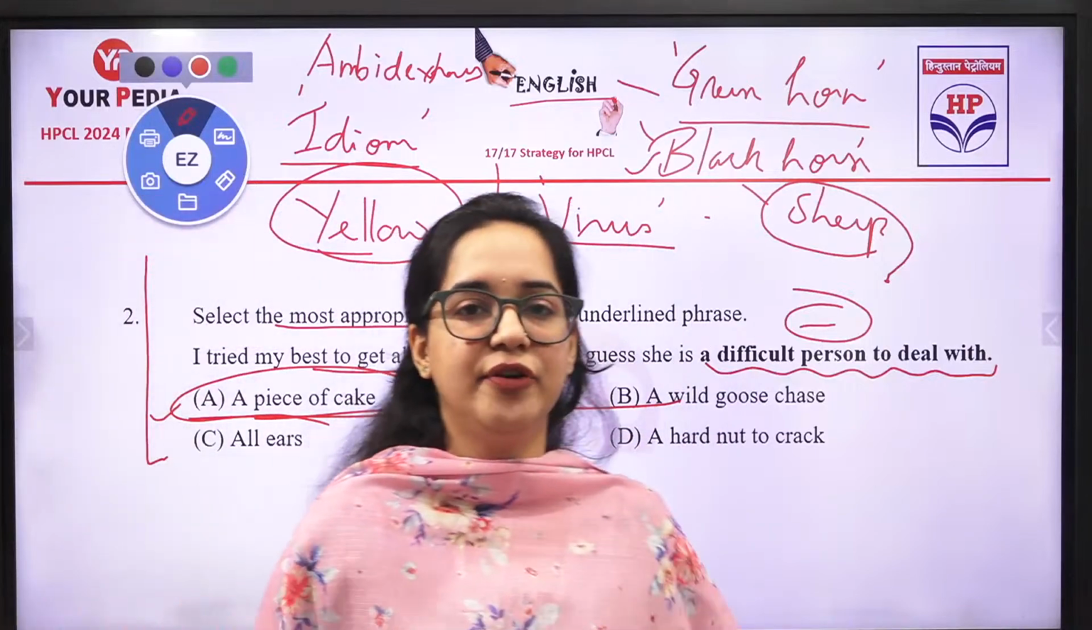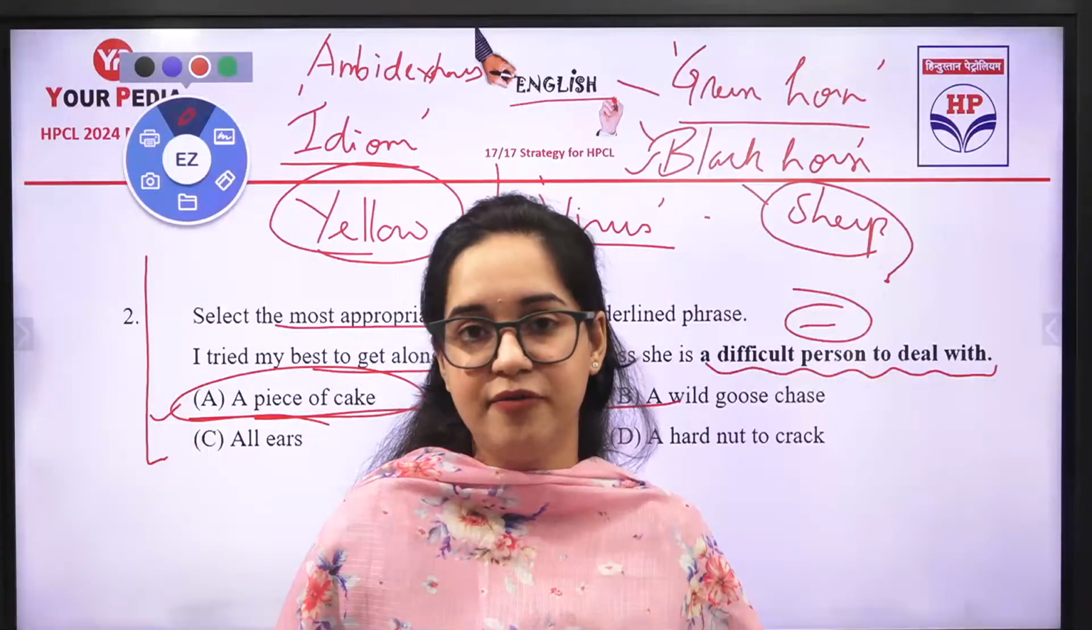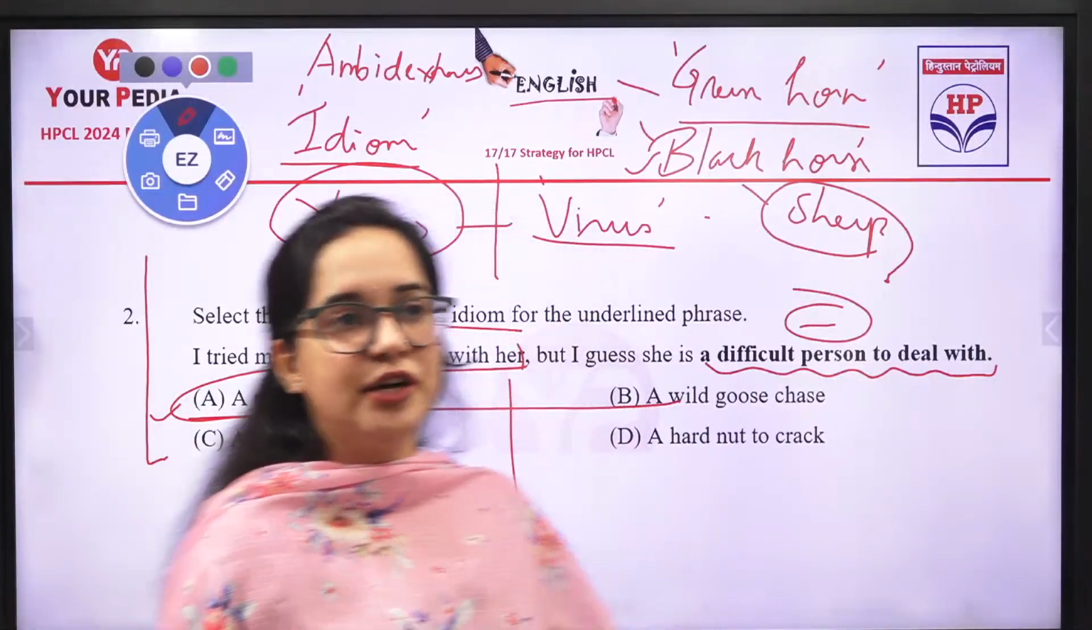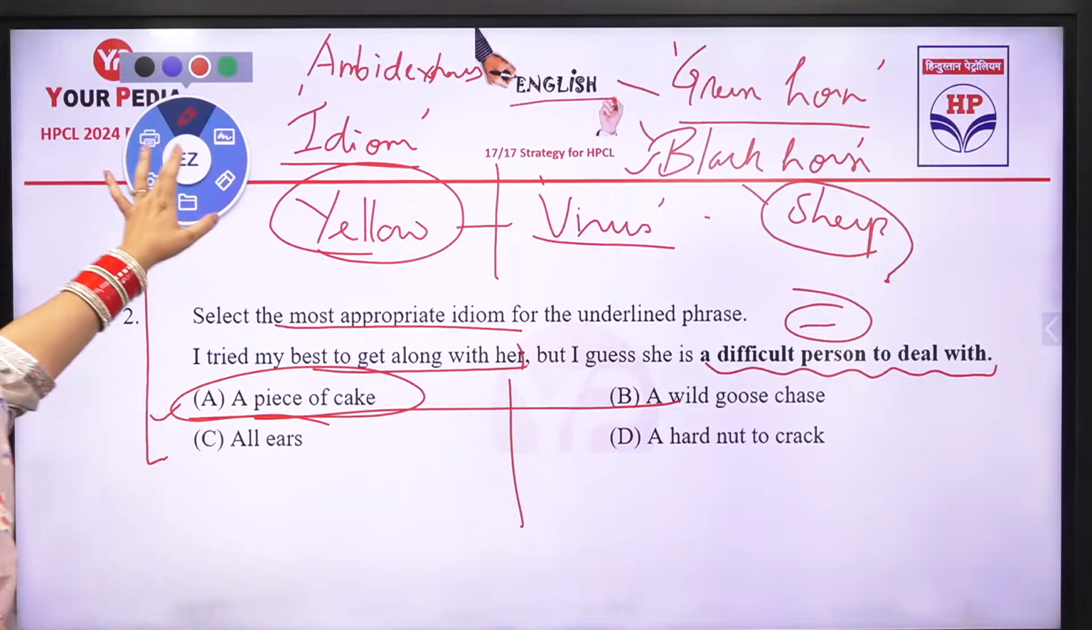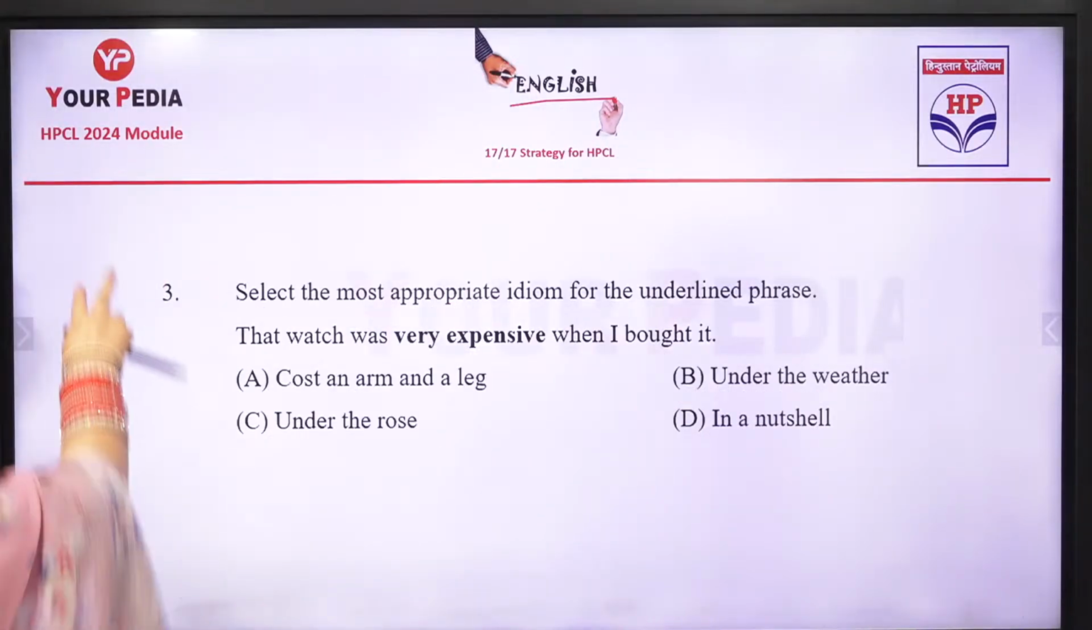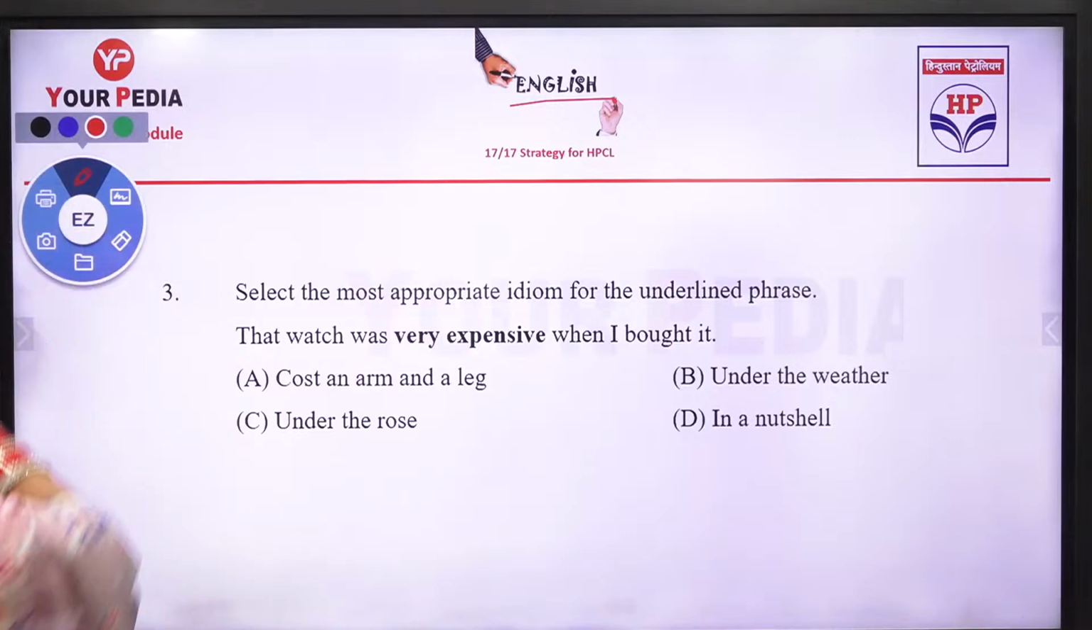Someone who is very difficult to understand, someone who is very difficult to deal with, is termed a hard nut. So someone who is difficult to deal with is a hard nut. So good one. D is the right answer. Now go for this one. Select the most appropriate idiom for the underlined phrase.